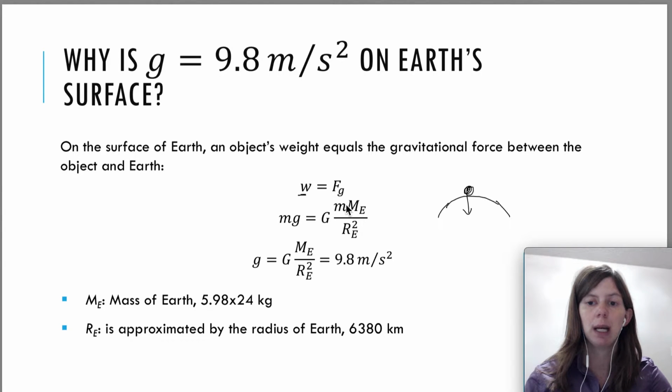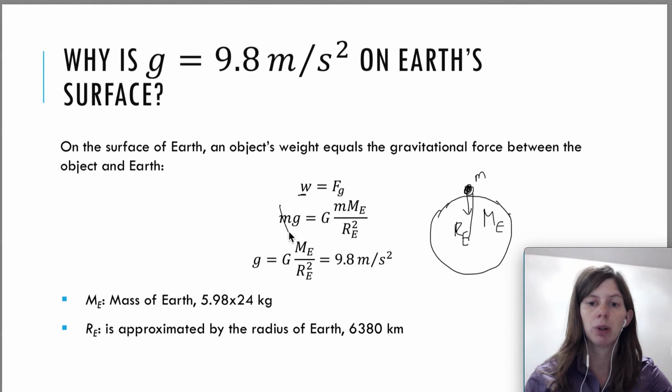mg equals G m sub e over r sub e squared, where m sub e is the mass of the Earth and r sub e is the radius of the Earth. And we don't care about the radius of the person because the person is so small compared to the Earth. So r sub e, the radius of the Earth, really is the distance between the little mass and the big mass, because that distance has to be between the centers of the two objects.